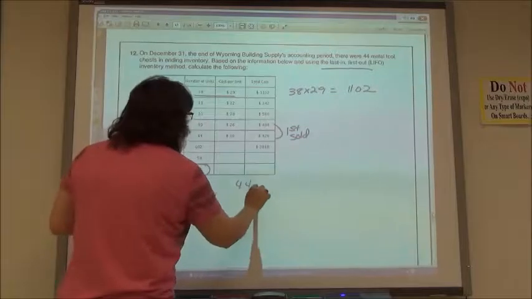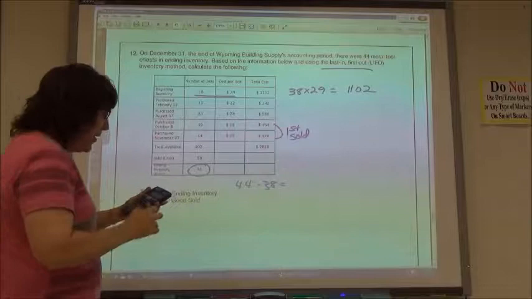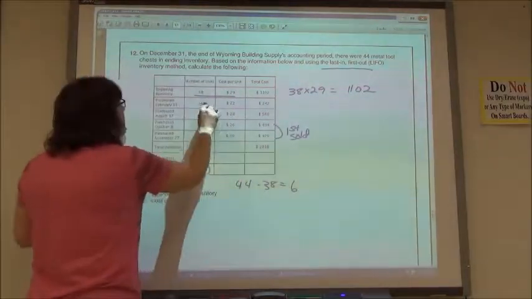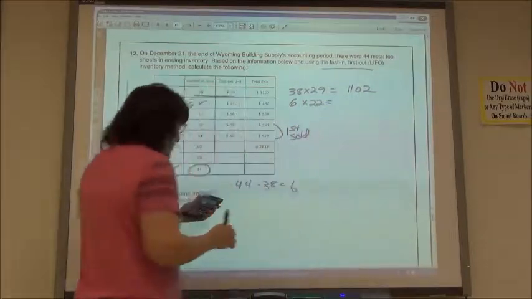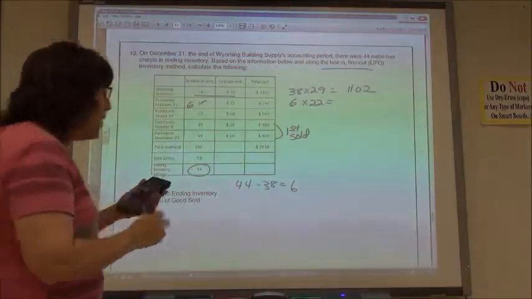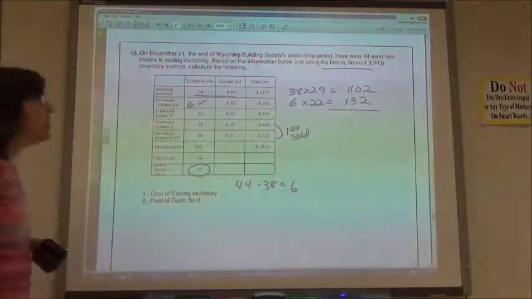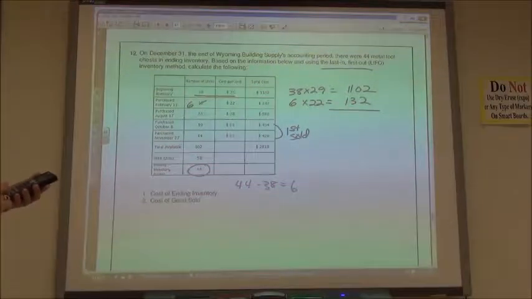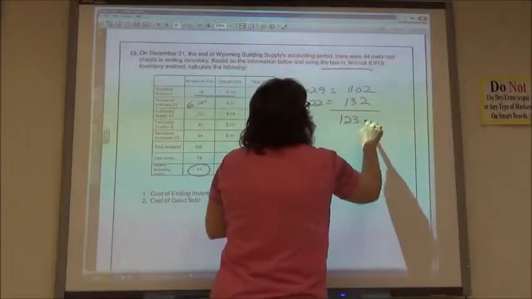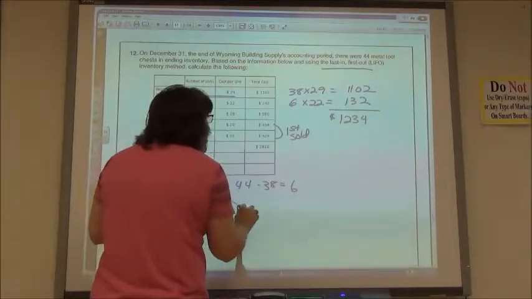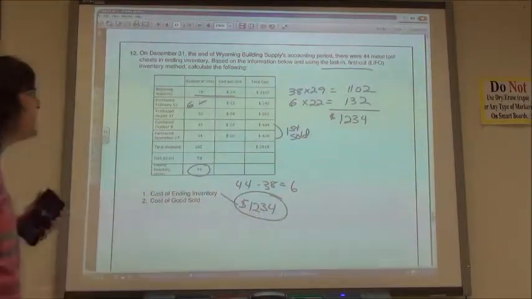So 44 minus 38 from that first purchase is 6 left. I only have 6 of those ones left, so 6 at $22 a piece. 6 times 22 would be $132. I've already accounted for all 44 that I have left in inventory. So 132 plus 1102 gives me 1234 for the cost of my inventory. That's how much I spent on what I have left in inventory.